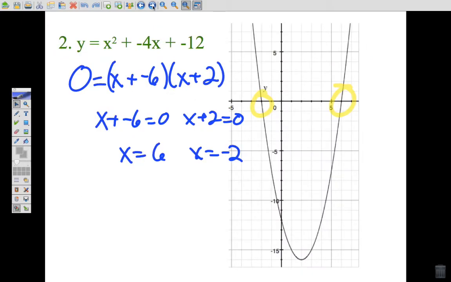Same thing works with the next equation. You either could have factored it, or when you graph it, you see that it crosses the x-axis at -2 and at +6. So you've done this technique before. You've learned how to find zeros of the function, zeros of an equation. When you graph it, it's where the equation crosses the x-axis.